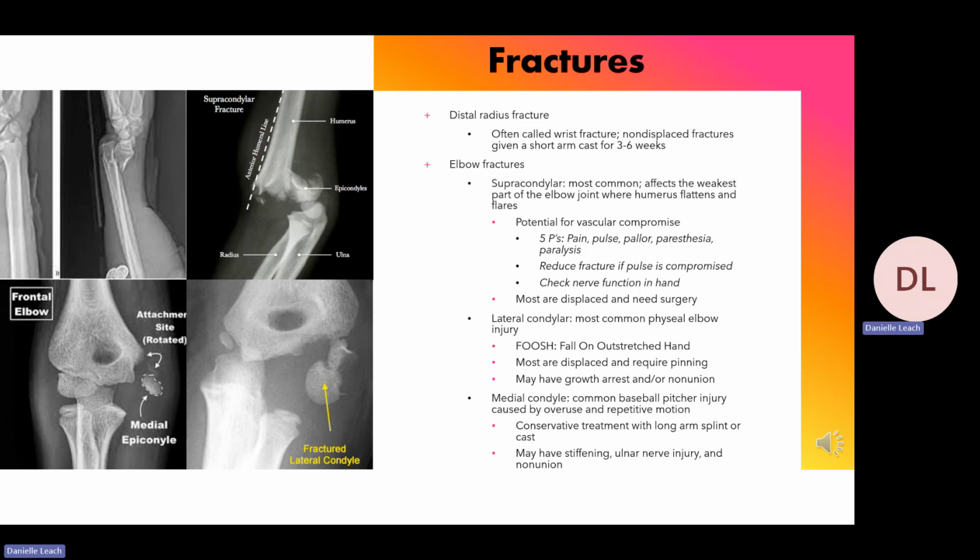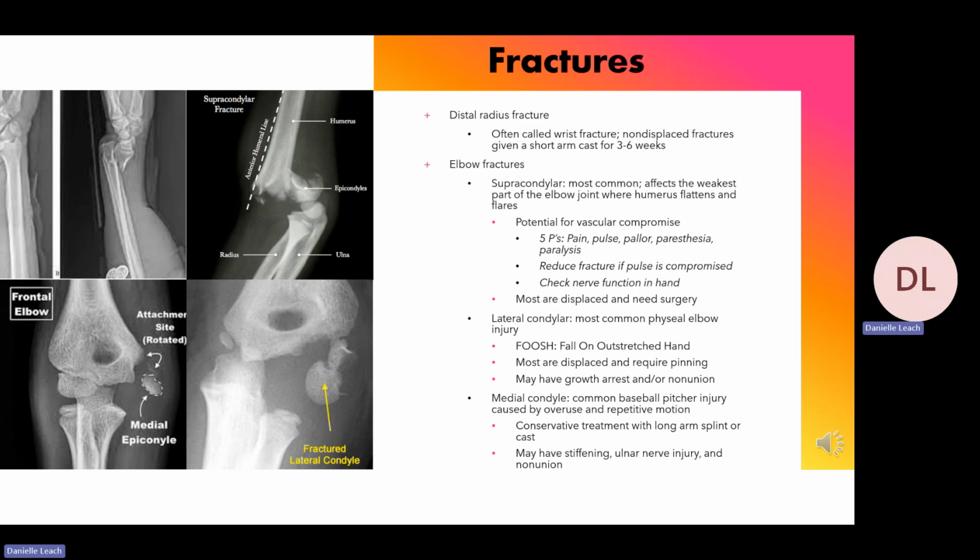A distal radius fracture is often just called a wrist fracture because of where it is at the very end of the radius near the wrist area. For non-displaced fractures, meaning they're in alignment, they're given a short arm cast for about 3 to 6 weeks. The length of time depends on numerous things, but one of the reasons can be how old the child is. So the younger the child, the shorter the time in a cast.